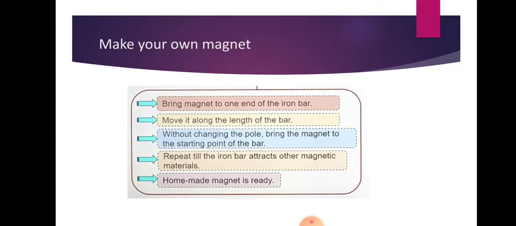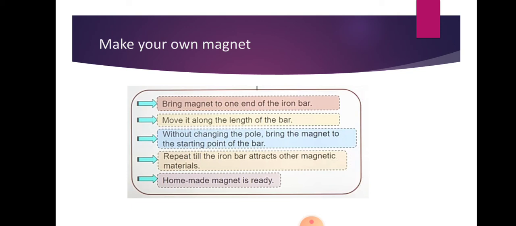Then how can we make our own magnet? We can easily make our own magnet. The process is like this: if you want to make your own magnet, it's very easy. We require an iron bar and a magnet. Now what you have to do is bring the magnet to one end of the iron bar, and then move it along the length of the bar.